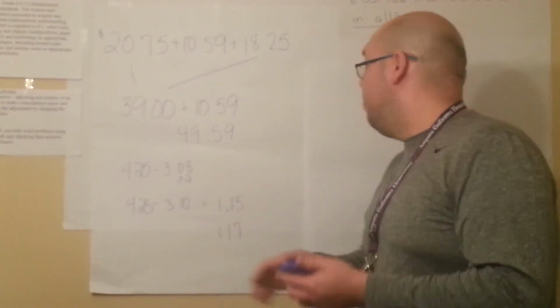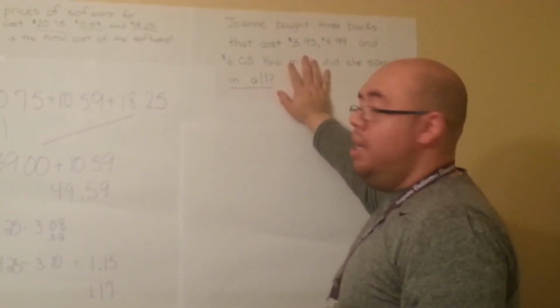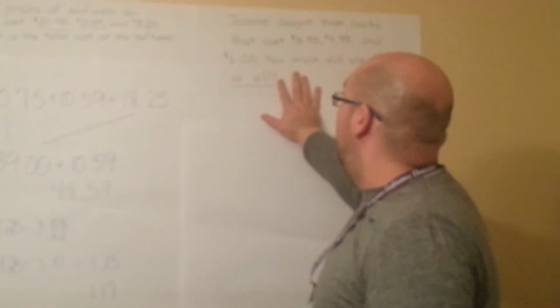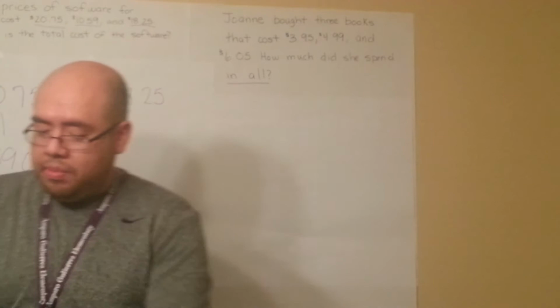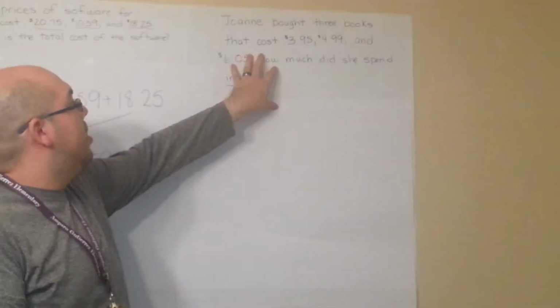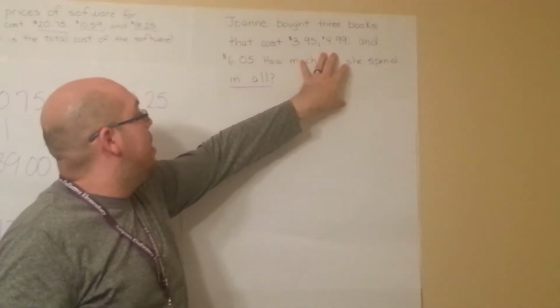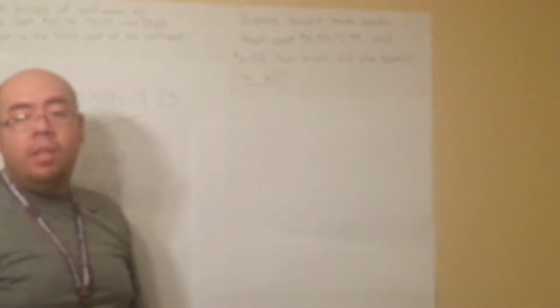Alright? So now, for you all, I have a problem up here that you're going to help me step by step to do. I guided you doing this one. Now let's go ahead and you're going to answer the questions for me here. So it says, Joanne bought 3 books that cost $3.95, $4.99, and $6.05. How much did she spend in all?